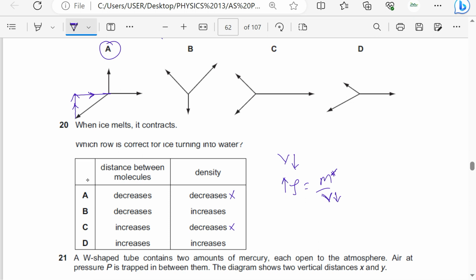Then the distance between molecules, of course, since it has contracted, the distance between molecules has decreased. So it means the answer is going to be B. The distance between molecules decreases because the density has increased, it has contracted anyway. So the answer is B.